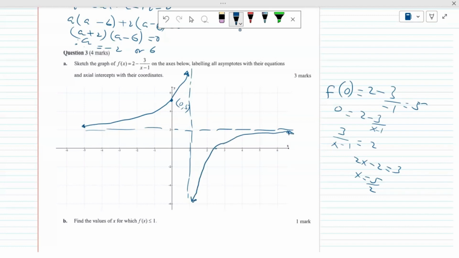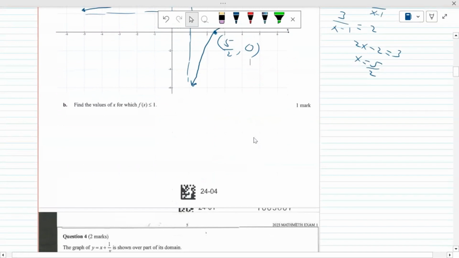It's hard to get it straight there. All right, that's going to be 5 over 2, 0. So those are my intercepts. Find the values of x for which f of x is less than 1.